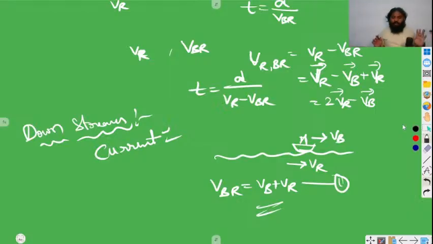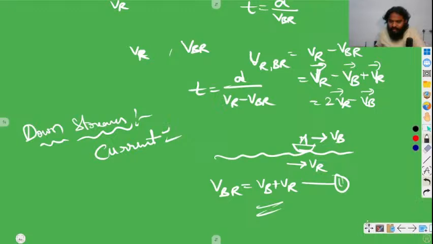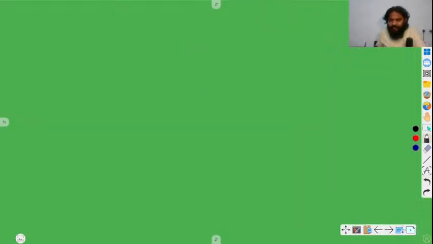So with this we have completed relative motion in one dimension. Next, let's go to a new page. Let us discuss the content which is relative motion in two dimensions.